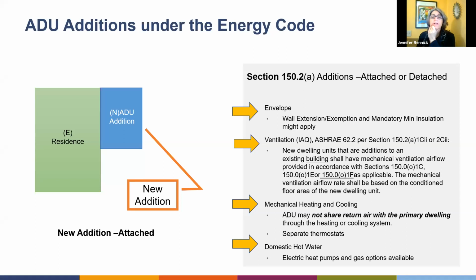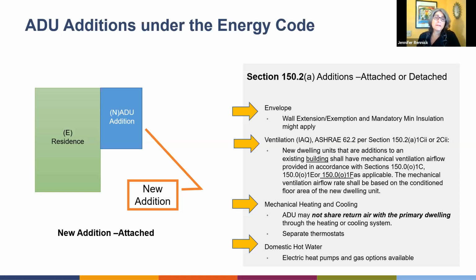ADU additions under the energy code, there's some areas that are specific to the additions. So the new envelope is supposed to comply with all the mandatory minimum insulation requirements. There is something called a wall extension, and we're going to get into that in just the next slide. And this is probably the only part of the envelope that's a little bit nuanced. So as a plans examiner, you'll probably want to pay attention to that if you're the one actually looking at the Title 24 Energy Code forms.